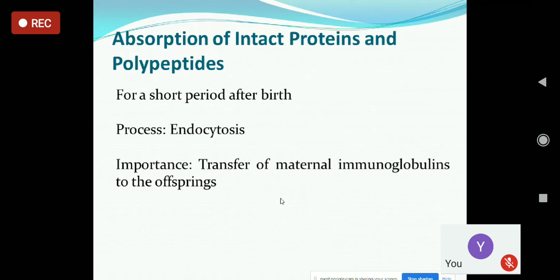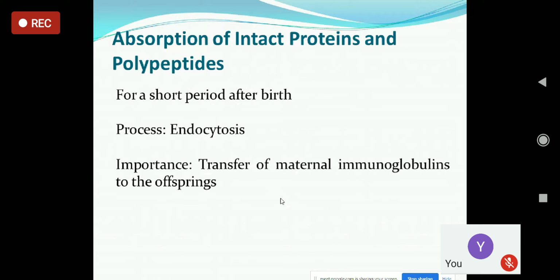So as I said, the products of protein digestion, amino acids, dipeptides and tripeptides are only absorbed by our intestinal cells. But there is an exception to this. For a short period immediately after birth, the small intestine of infants can absorb proteins and polypeptides as well. This uptake of proteins and polypeptides occurs by the process of endocytosis, but this process is there only for a short period after birth.